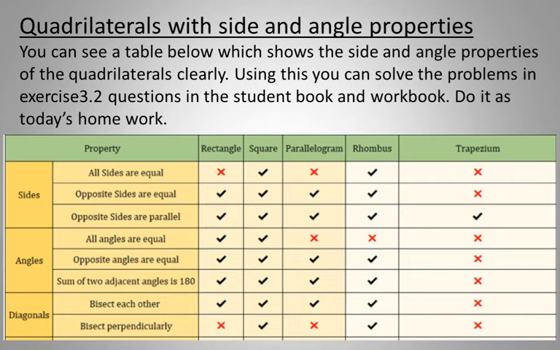The properties are given in a box and the shape names are there. If the shape follows the property, we put a tick, and if it is not following, you put a cross. It is clearly explained in the video. For sides, all sides are equal for square and rhombus only, not for rectangle, parallelogram and trapezium. Opposite sides are equal for rectangle, square, parallelogram and rhombus. Opposite sides are parallel in a rectangle, square, parallelogram, rhombus and trapezium. For trapezium, only one set of opposite sides is parallel.